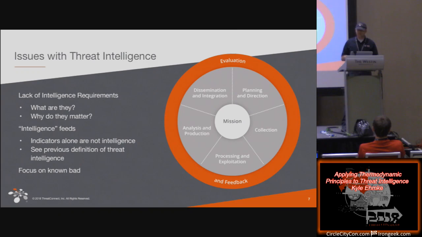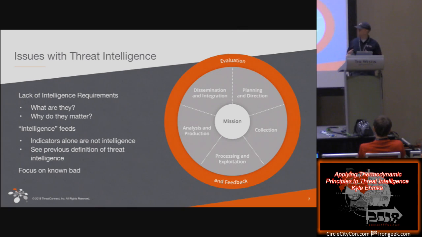Certainly, a lack of resources is a valid reason and concern, but those shortcomings often manifest in specific problems, like a lack of intelligence requirements. Now, if you're asking what are intelligence requirements and why do they matter, don't worry, you're definitely not alone. A lot of the organizations that I've worked with or read about or talked to don't have defined intelligence requirements or even know what they are. So to summarize, intelligence requirements essentially identify what intelligence analysts at a given organization will focus on.